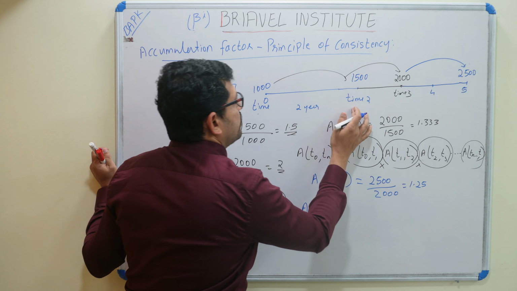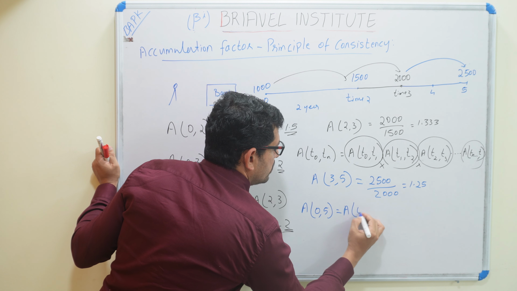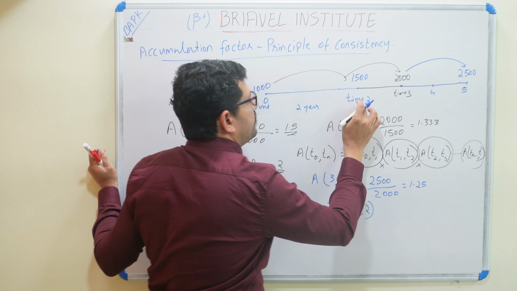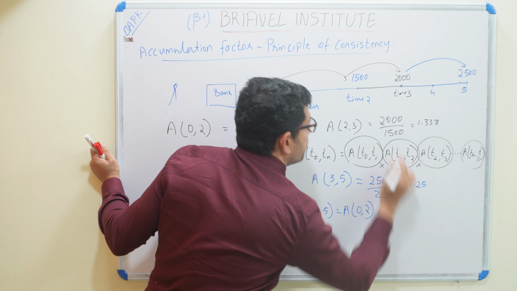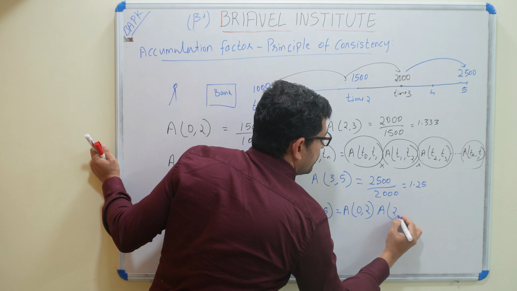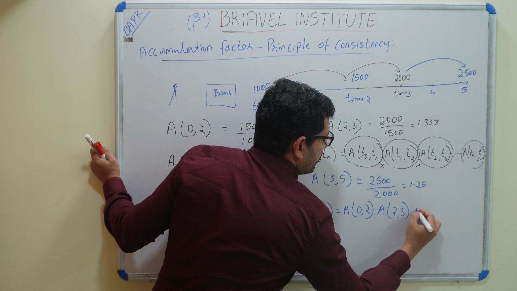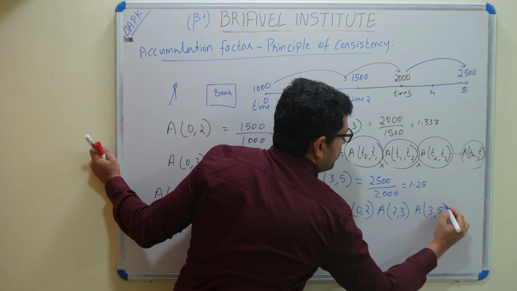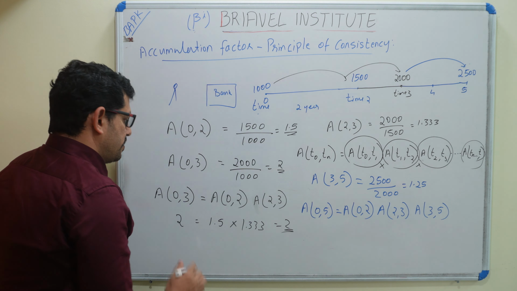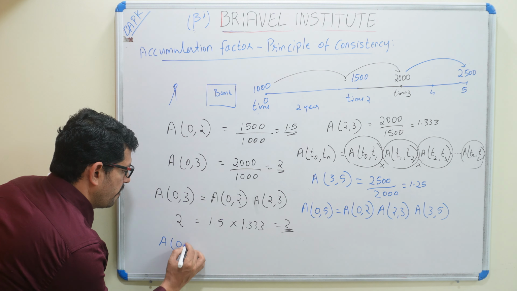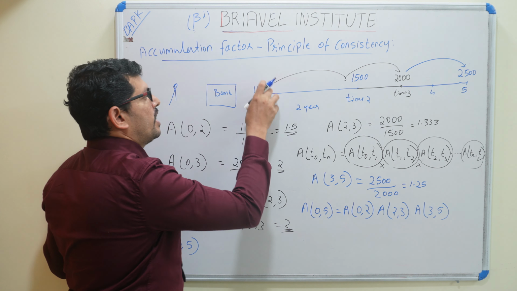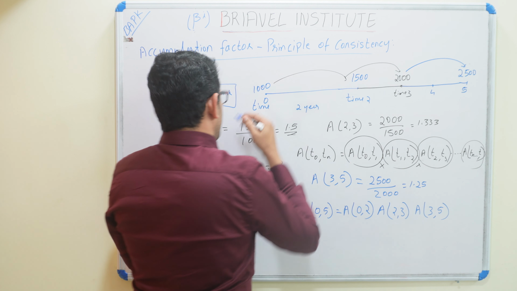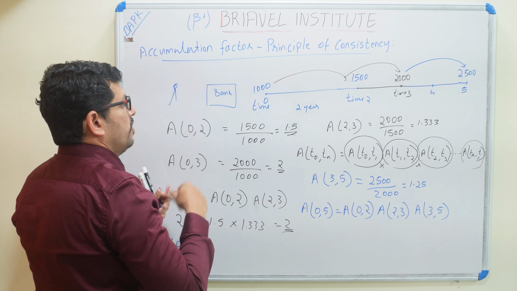There is a 0 to 2 time period, A 0 to 2. I know this amount. So A 0 to 2 and A 2 to 3, and it is a product, multiplying again 3 to 5. If you multiply, you will get A05. What is A05? In time 0, I invested only 1000. 1000 is becoming 2500. Now you see, this is A0 to 5.